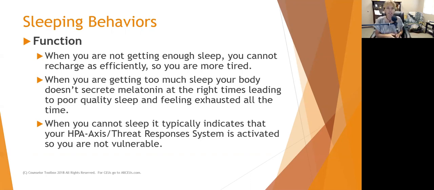If you're getting too much sleep, you're sleeping 16 hours, then you may have this kind of hungover feeling because your body doesn't know when it's supposed to be awake. The cortisol is not getting secreted to tell you to wake up, and the melatonin may not be getting secreted anymore either because you're not getting enough daylight and you're not getting enough nutrition and other things. When you can't sleep, it typically indicates that your HPA axis, or your threat response system, is activated. Why? Well, it keeps you from being vulnerable. Your HPA axis is saying you need to stay alert here just in case.